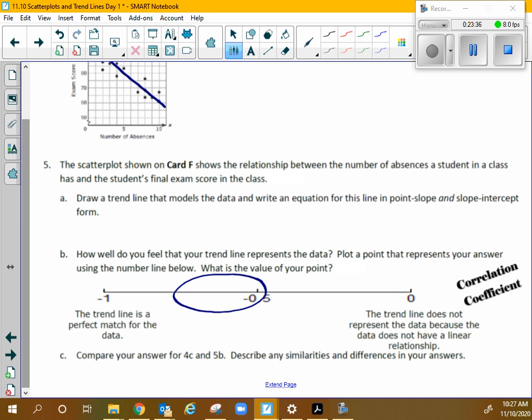And I'm putting a big range because next week you're going to put all of the things into the calculator, and the calculator is going to give you the exact correlation coefficient. But you need to understand the strength and what the strength means. Okay? Okay.